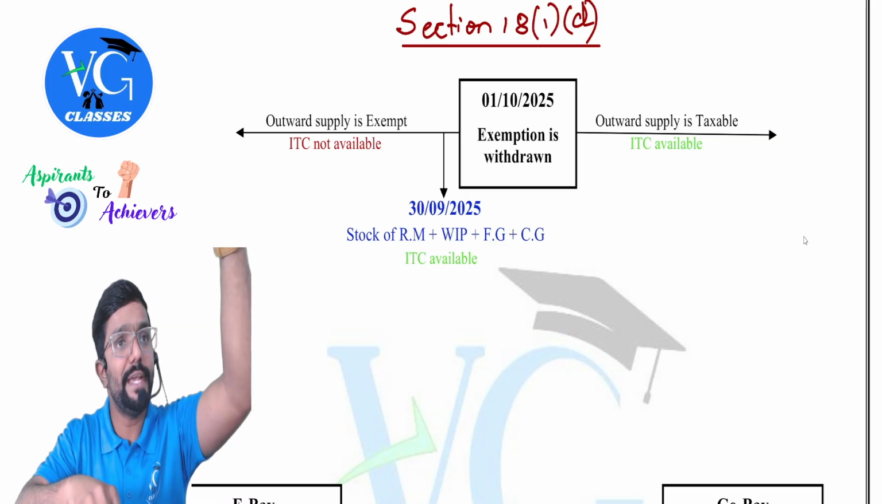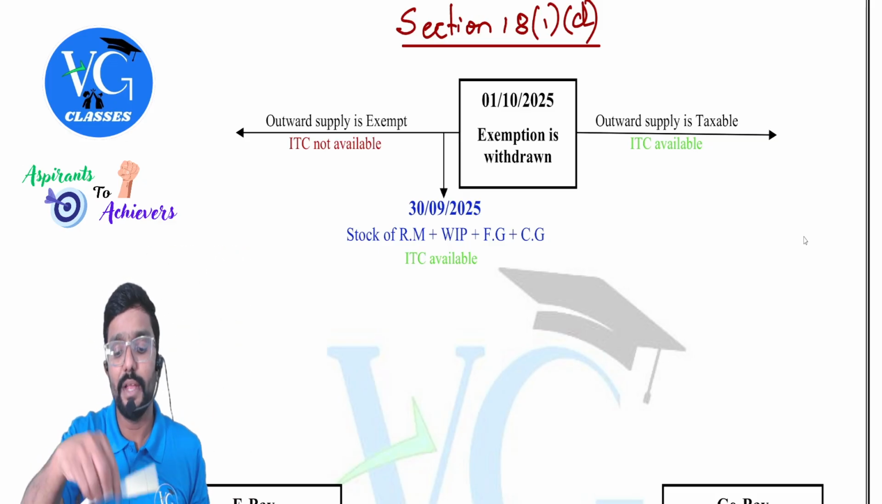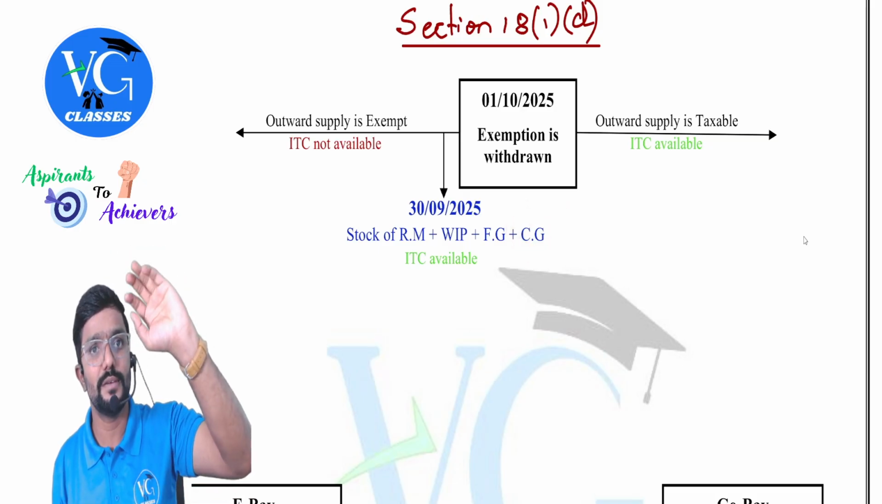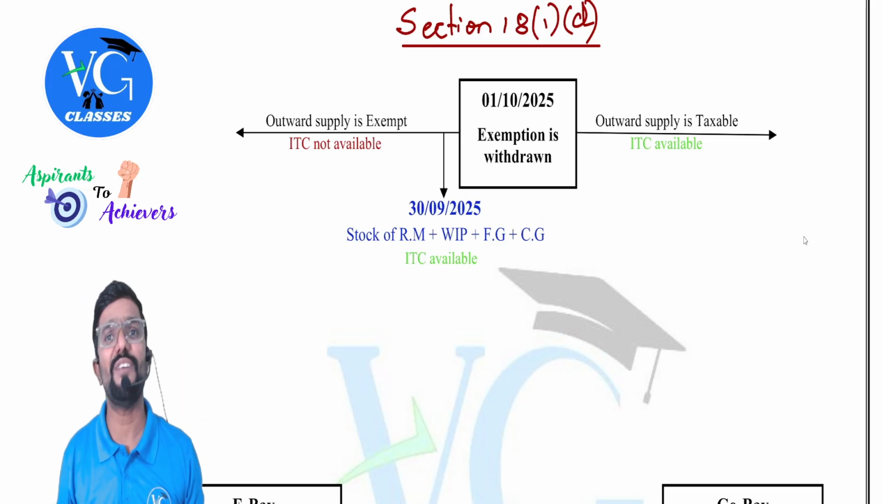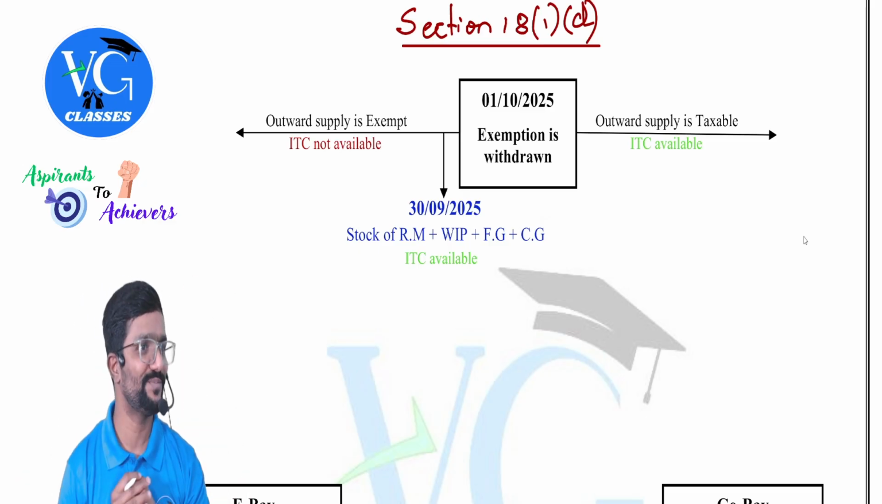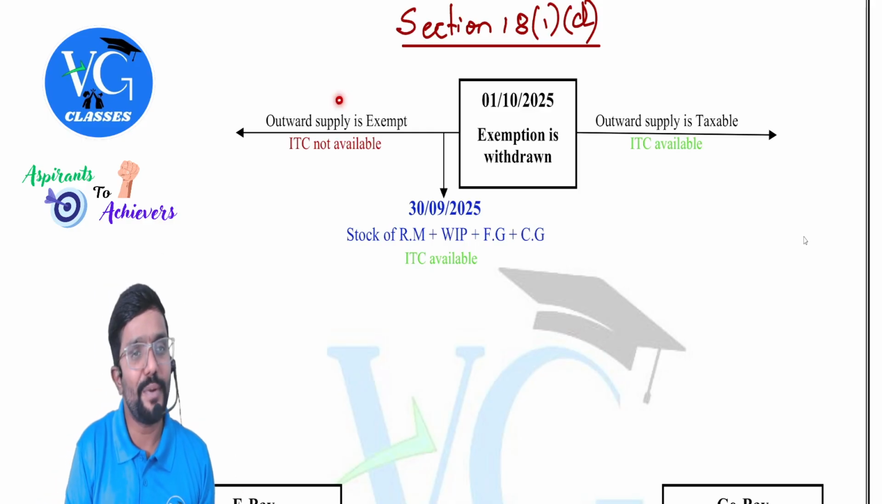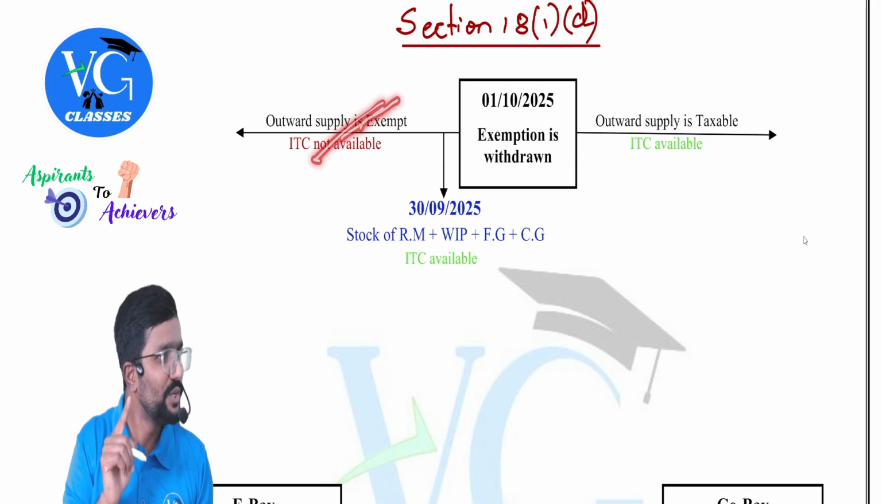Guys, for both 18.1c and 18.1d, they are covering capital goods, right? Yes. They are giving you benefit of ITC on capital goods, but not fully. Why, sir? Simple logic. You would have purchased it somewhere here. You would have used it also, no?